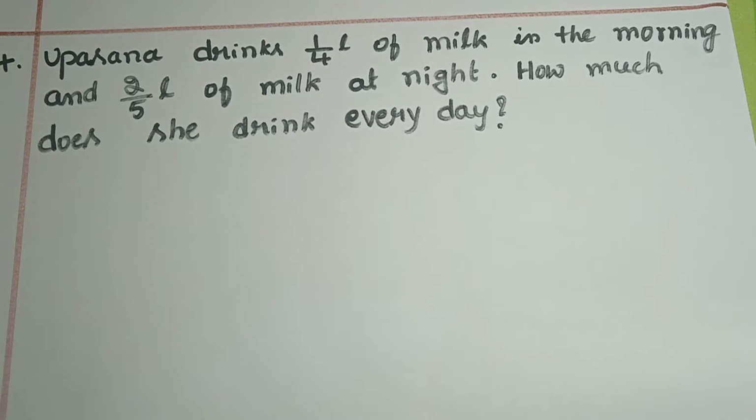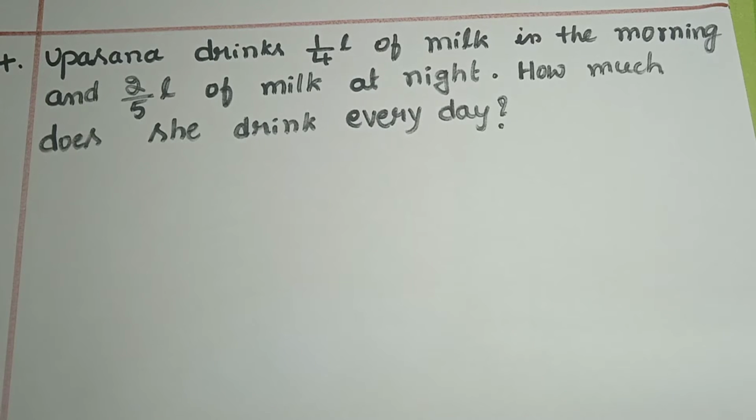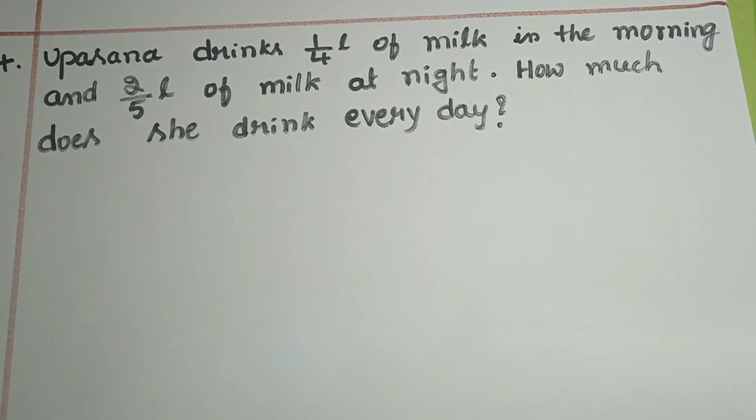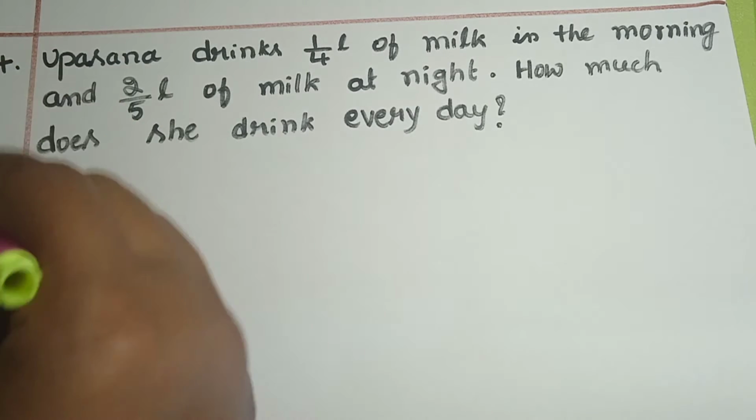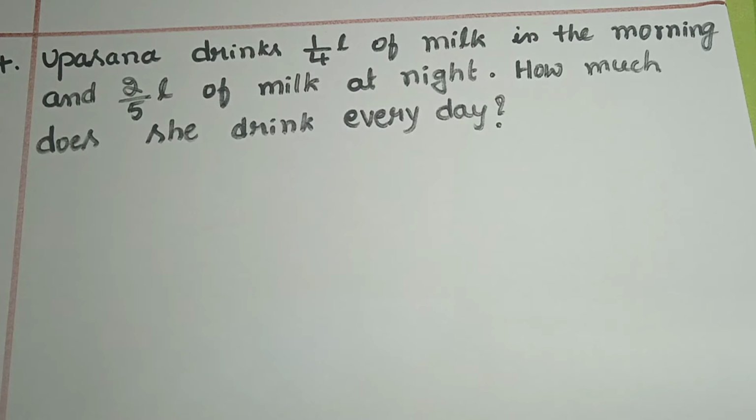Okay, next questions, story sums. Okay children, Upasana drinks 1 by 4 liter of milk in the morning, and 2 by 5 liter of milk at night. How much does she drink every day? We have to find out how much milk Upasana drinks every day. Okay children, what should we do? Very easy problem. We should add the fractions.